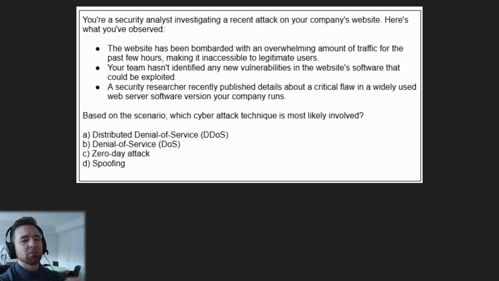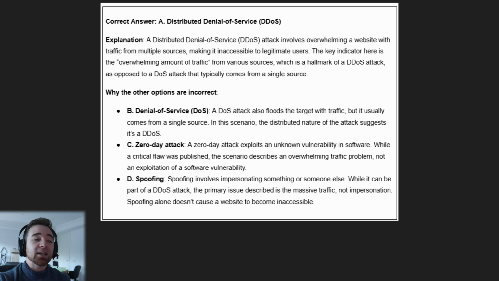Get into the answer right about now. The answer is a DDoS. So this is a distributed denial of service attack. So look, you've got the two types of denial of service attacks. You've got denial of service, and then you've got distributed denial of service attack.